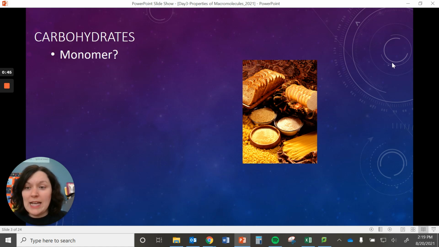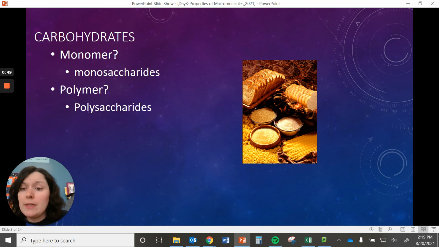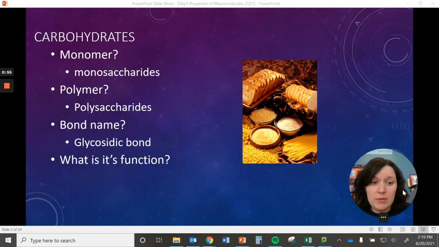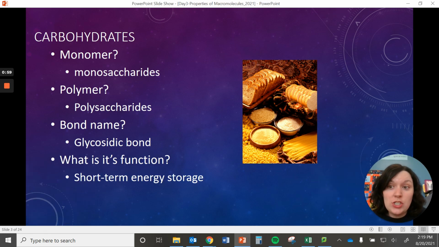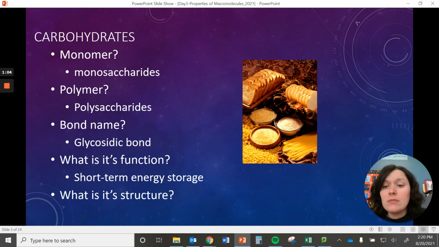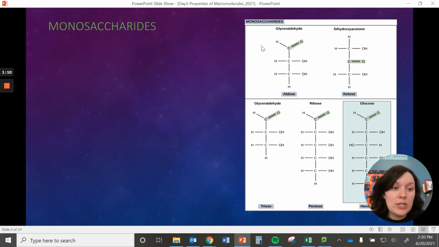So our carbohydrates, as a review: the monomer is monosaccharides, polymer, polysaccharides, bond name, glycosidic bond. Its function, I'm going to scoot this over here, is to have short-term energy storage. It can also be used for some structure. And its structure is going to be made of carbon, hydrogen, and oxygen in a 1 to 2 to 1 ratio. So let's go into those in a little more detail.